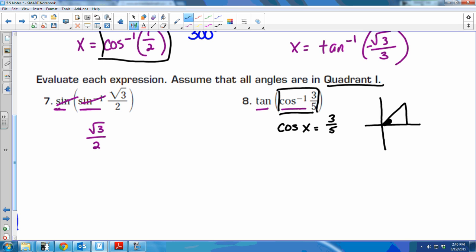So I draw my right triangle looking at this angle right here at the origin. Cosine is adjacent over hypotenuse, so the adjacent side must be 3, and the hypotenuse must be 5. So I'm missing this side, and either I'm going to use the Pythagorean theorem or know it's a 3, 4, 5 triangle. So now if I want tangent, I'm looking for opposite over adjacent. And so opposite is 4, and adjacent is 3, so the answer is 4/3. So we just had to work backwards a little bit so we could draw our triangle.